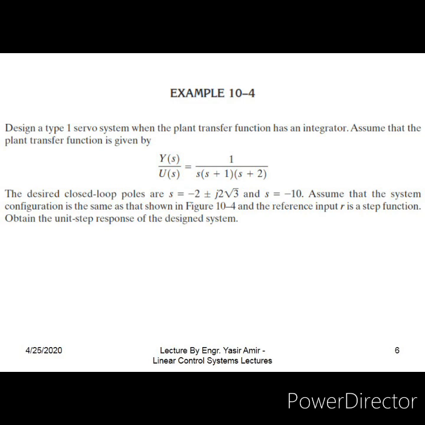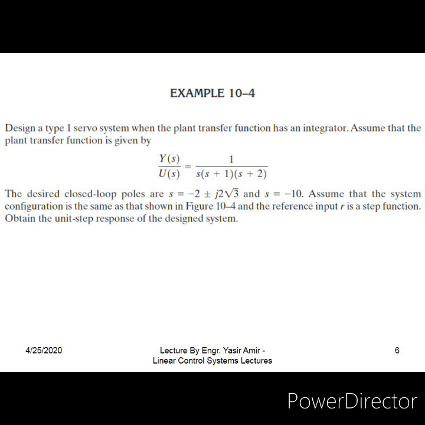You can see the free integrator, 1/s in the denominator has been taken out common, so it's a type 1 system. The desired closed loop poles are s = -2 ± j2√3 and s = -10. So these are the desired poles of the final control system. The control system that we will design should have these poles.